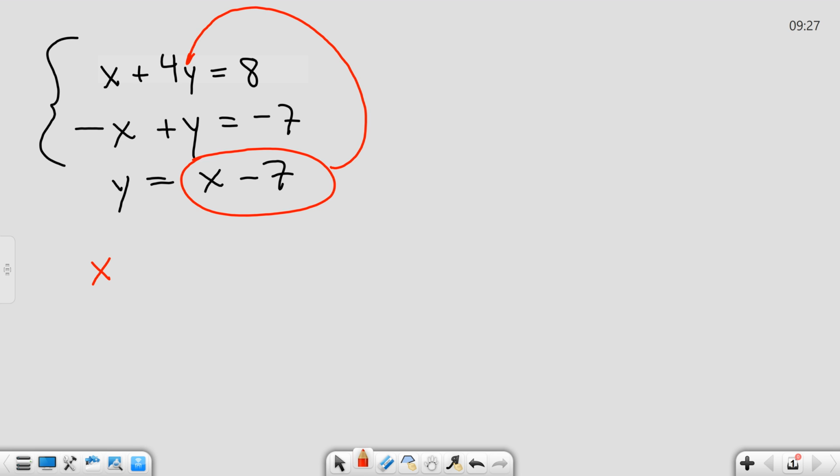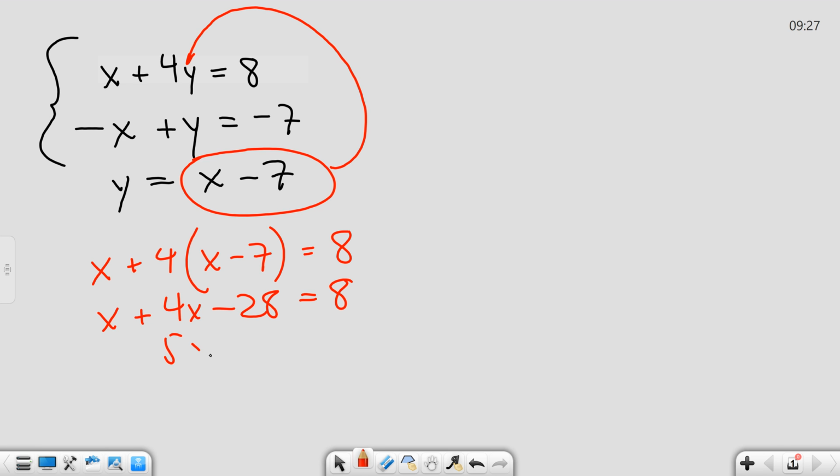So therefore the top equation becomes x plus 4 times the quantity, those parentheses are very important, equals 8. Is this equation in red now solvable? Yes. How many equations do I have? In red, 1. How many variables? 1. Therefore it's solvable. Okay. Then we'll go back to the other one. X plus 4x minus 28 equals 8. 5x is equal to, add 28 to both sides, 36.